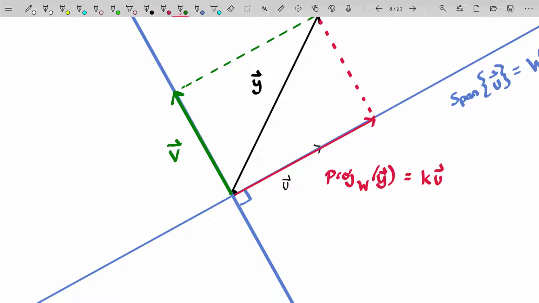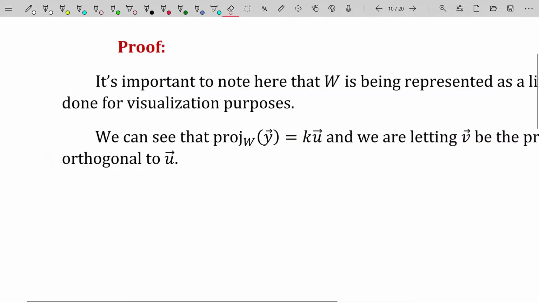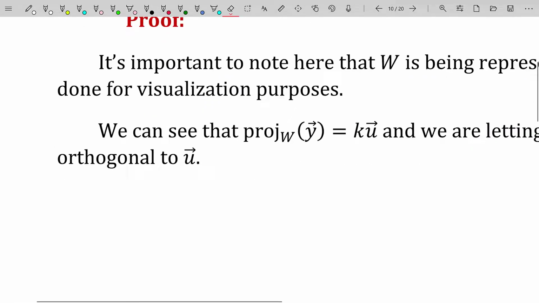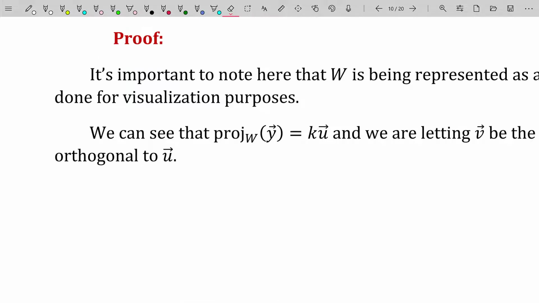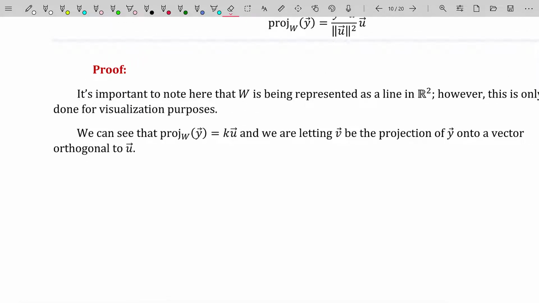So we have u and we have v. They're orthogonal to one another. u is called the orthogonal projection of y onto w, and v we're going to call the component of y orthogonal to w. So making little notes here, we can see that the orthogonal projection of y onto w is just a multiple of u, and we're letting v be the projection of y onto a vector orthogonal to u.